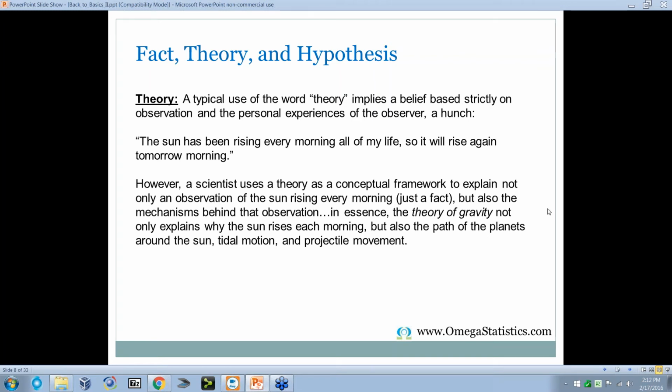It might be something that you can derive, knowing that the sun rising might be an example to support your theory of gravity, because it not only explains why the sun rises each morning, but also the paths of the planets around the sun, tidal motion, projectile movement, things like that. So you can take that sun coming up as an example to support some theory.